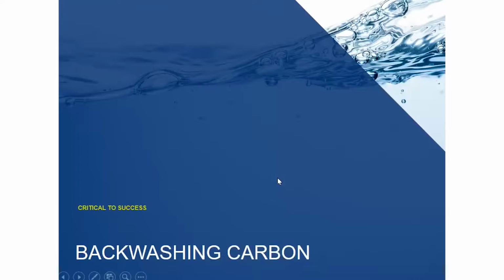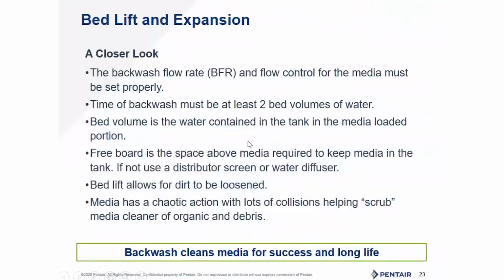Well, one of the key things that we want to consider is backwashing that carbon, cleaning it. Why? Well, bed lift and expansion are important to every column design filtration method, okay? And backwash allows us to clean up that bed. To do it properly, we need 2 bed volumes of water going through the tank to clean it up. So in a cubic foot tank, you need 14 and a half gallons of water to go through at the proper rate to get a good backwash.